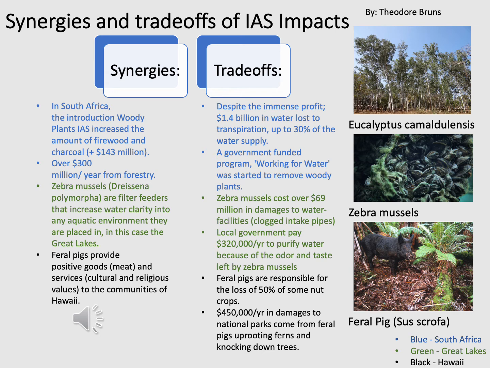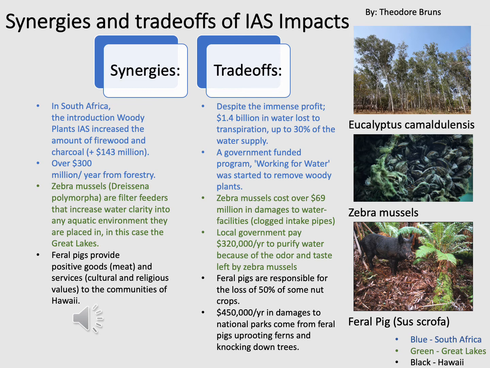Despite this profit, there was $1.4 billion in water loss due to transpiration of the trees using too much of the water and not allowing any water to reach downstream communities of poor people in South Africa. They were also the cause of up to 30% of the water supply being drained. In accordance with this, the government founded a government-funded program called Working for Water, which was started to remove the woody plants out of the environment and then try to fix the water problem that had occurred from it.